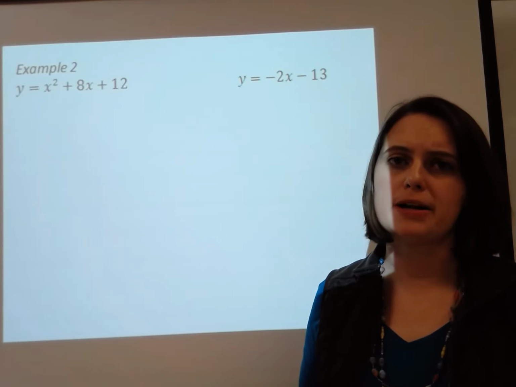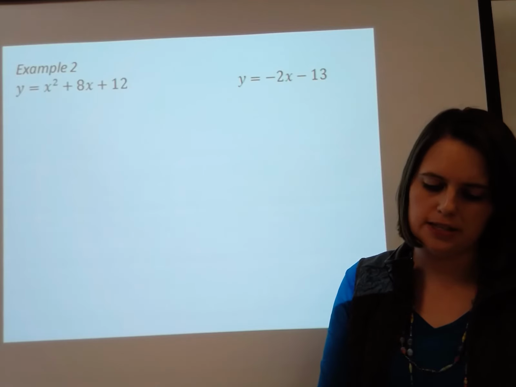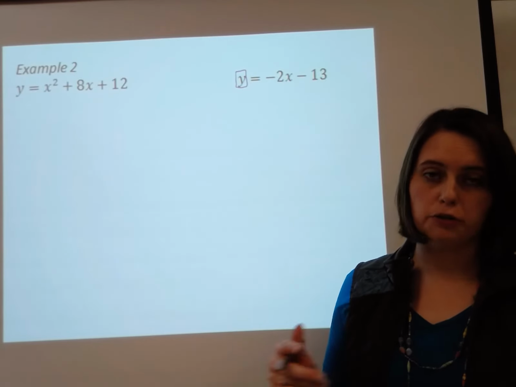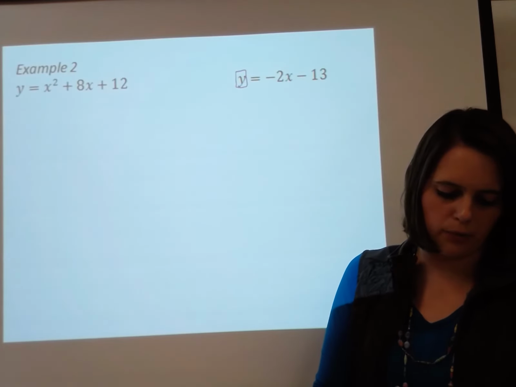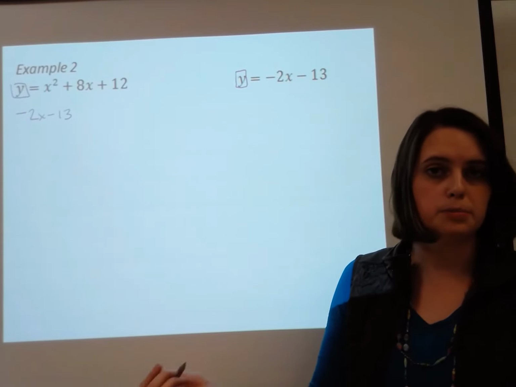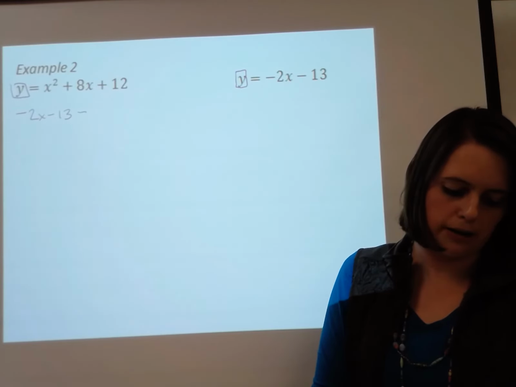Here again, let's solve by substituting one equation into the other. So let's substitute the second equation, y equals negative 2x minus 13, into the first equation. So we're going to replace the y in that quadratic with negative 2x minus 13. That replaced that y. We're substituting one equation into the other, so the rest of the equation for the quadratic will remain the same.